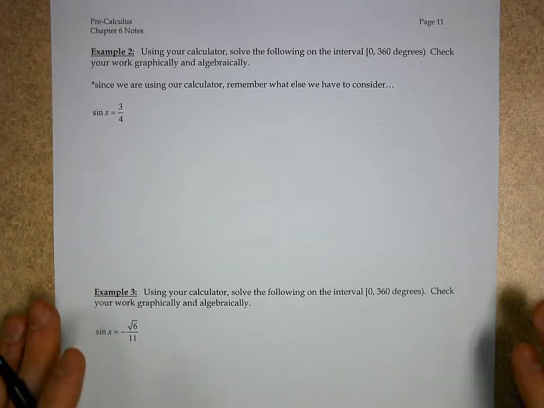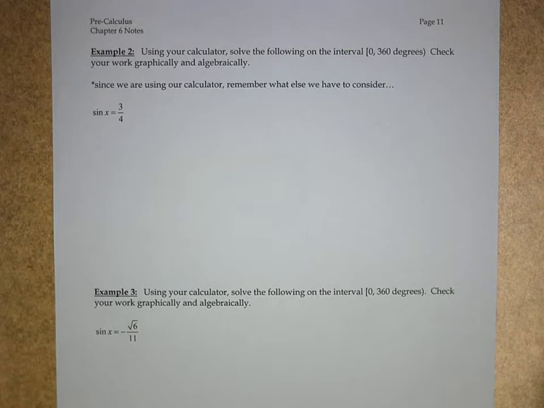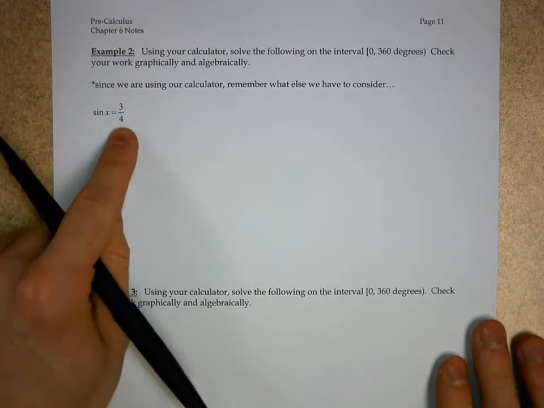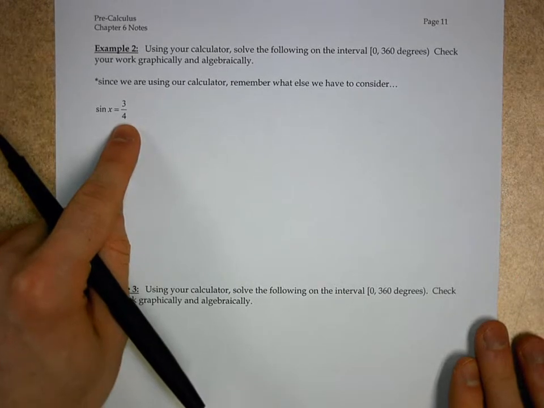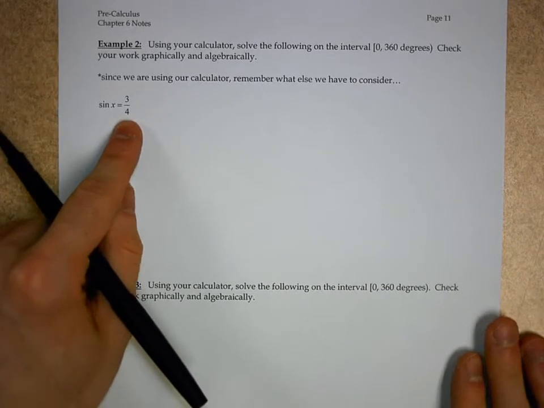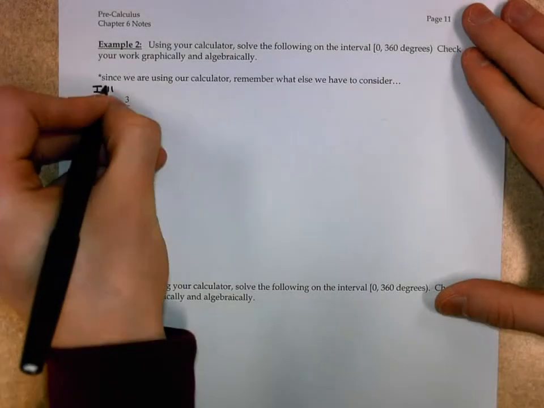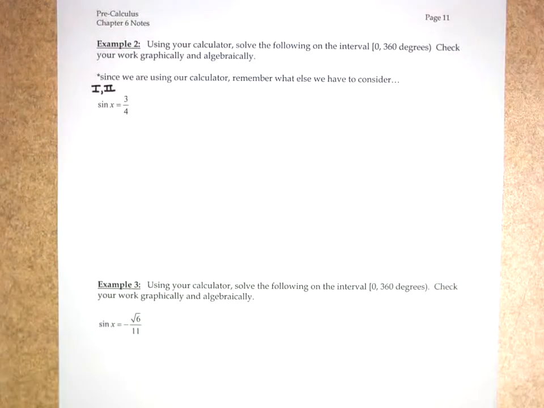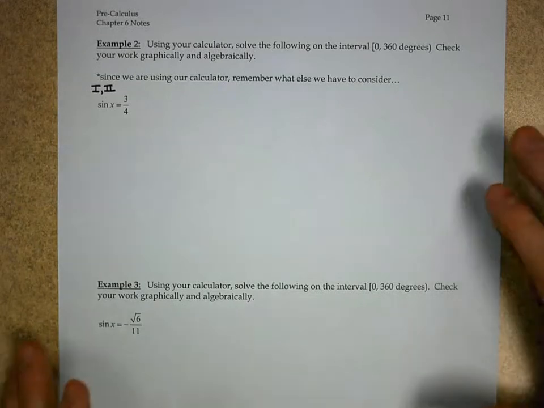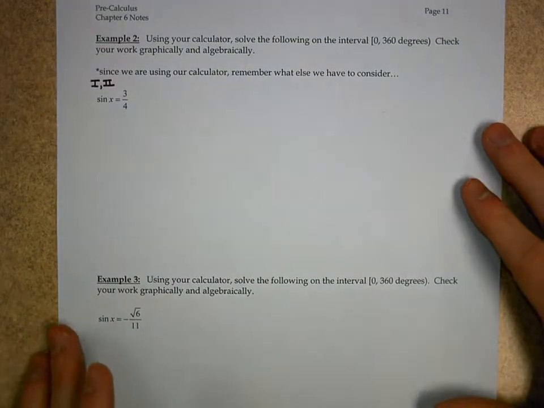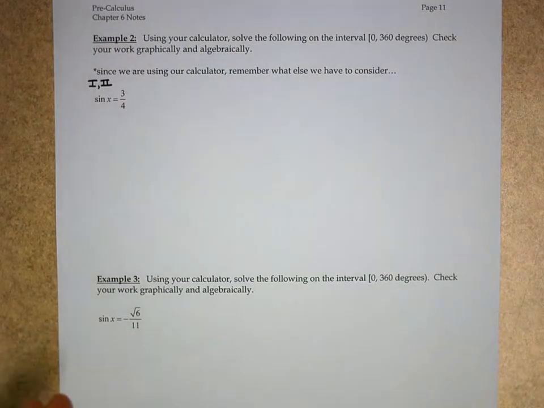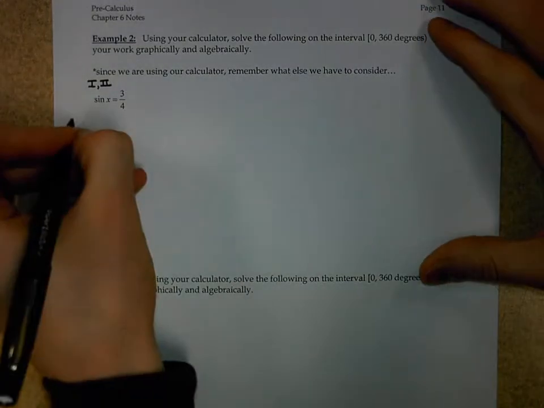So the first thing I'm going to ask myself before I do anything is, what quadrants will I be in? And here the sine value is a positive 3/4. So what two quadrants is sine positive in? And we know it's going to be in quadrants 1 and 2. So when I get to my reference triangle portion a little bit later, I'm going to be using quadrants 1 and 2. So in order to solve this, I need to get x by itself.